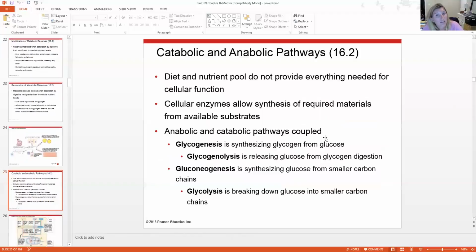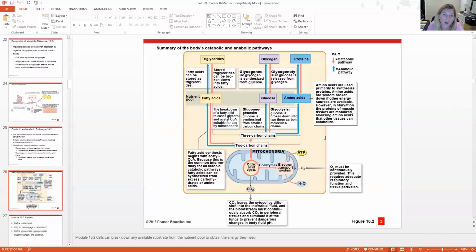Glycogenesis is synthesizing glycogen from glucose. Glycogenolysis is synthesizing glucose from glycogen. Gluconeogenesis is creating glucose from smaller carbon chains, and glycolysis is the breaking down of glucose into those smaller chains. So here's this whole pathway.